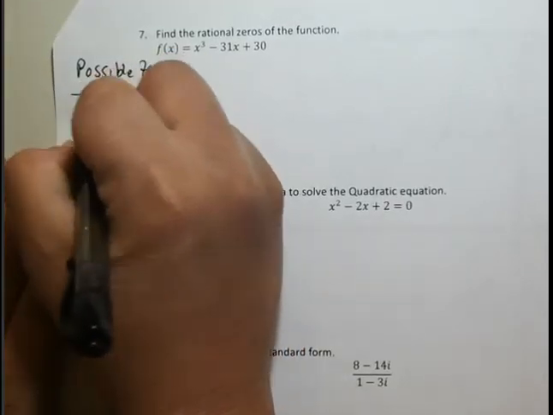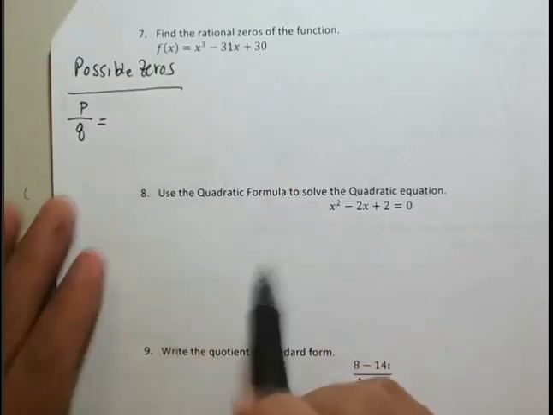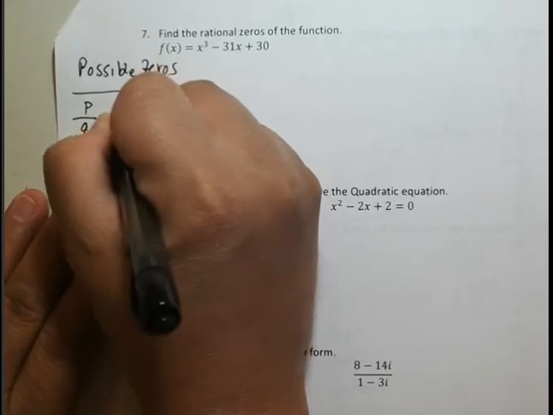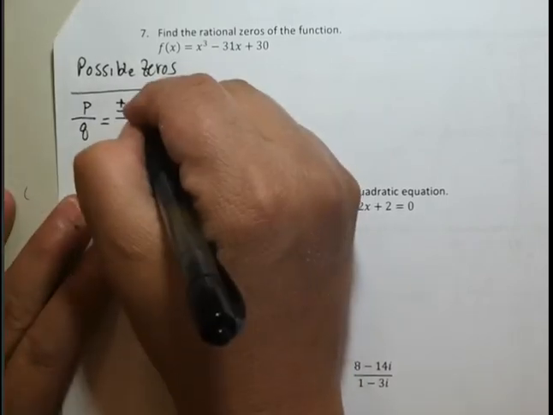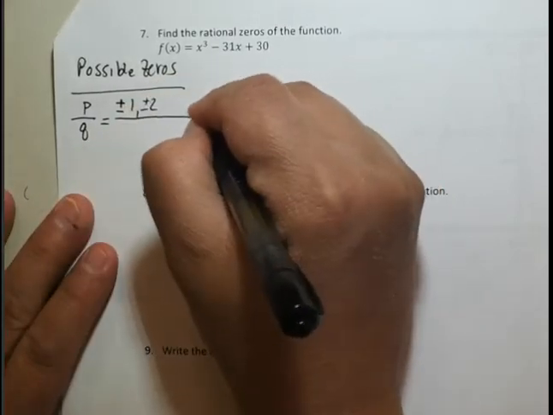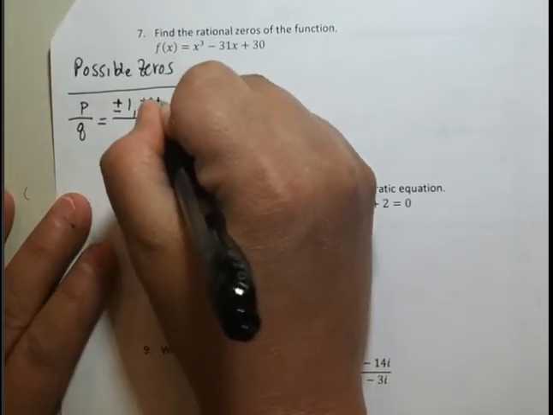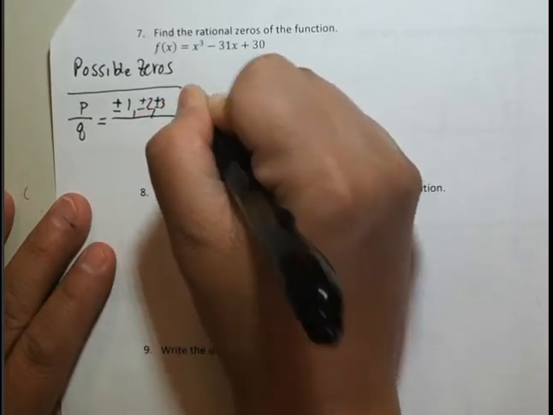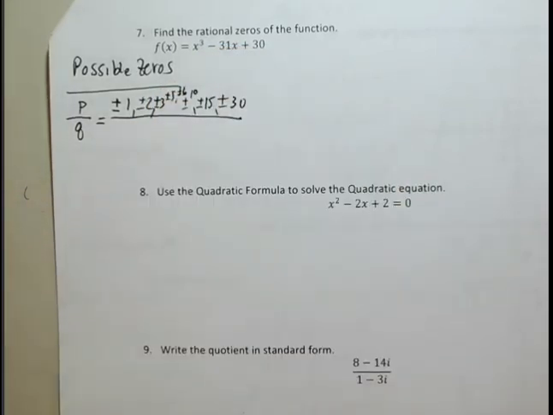And to do that, we're going to write P over Q, which P stands for the factors of your constant. Okay, so 30 is my constant. So I'm going to write down the factors of that, which are plus or minus 1, plus or minus 30, because 1 times 30 is 30, plus or minus 2, plus or minus 15. 2 times 15 is 30. Plus or minus 3 and plus or minus 10. And then you have 5 and 6. So I kind of squeezed it in there. But you have 1, 2, 3, 5, 6, 10, 15, and 30.